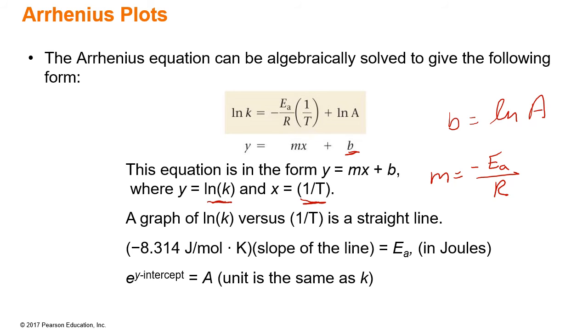We can solve this to find our activation energy in joules by taking the opposite of the ideal gas constant times the slope of our line. We can find our frequency factor A by taking the y-intercept and raising e to the power of our y-intercept. This will give us the same units as k. So our frequency factor is measured in the same units that k has.